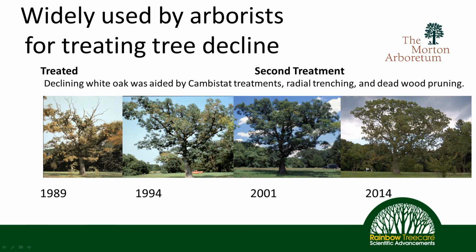So here we have this white oak in 1989. What happened was somebody came in, they deadwooded the plant, they applied the growth regulator treatment, the Cambistat, to encourage the secondary health benefits of the plant, combined that with radial trenching, which included fertilization and the addition of composted organic material. See the plant in 1994, a drastic change. 2001, looking really good, and here it is in 2014, looking like almost a brand new tree compared to 1989.